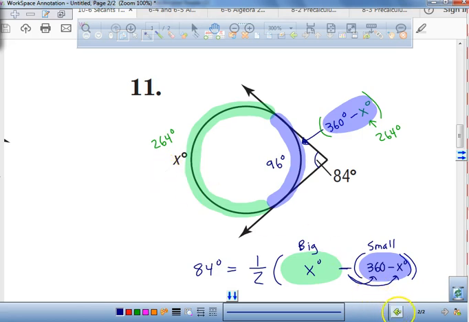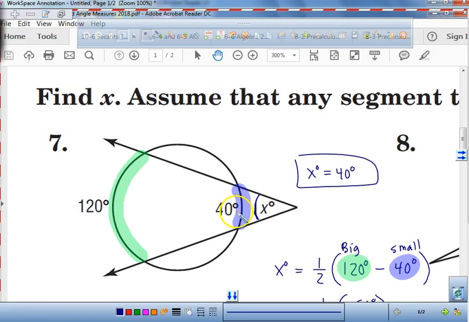What was our previous problem? What did we have? They gave us this arc. And what did we do? We took these and took them away and divided them by 2, right?